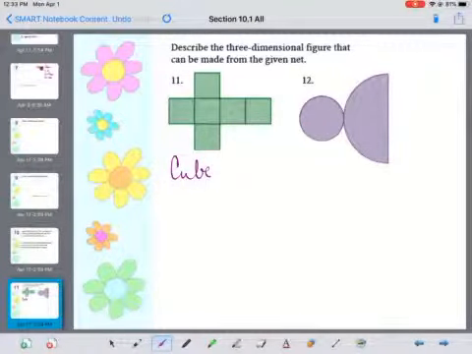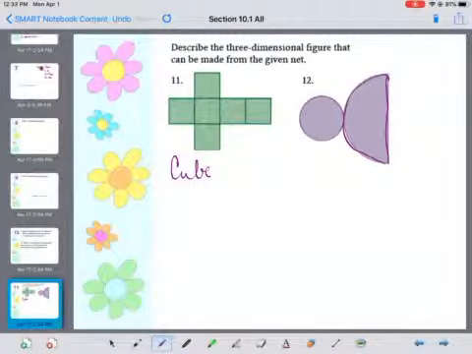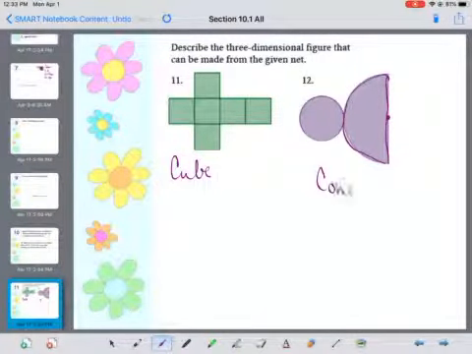Number 12 here, we've got 1 circle and then kind of like an almost triangle. So if it's a circle, it's going to be a cylinder or a cone. And then an almost triangle means that we'd have a vertex right here. So this would make a cone.